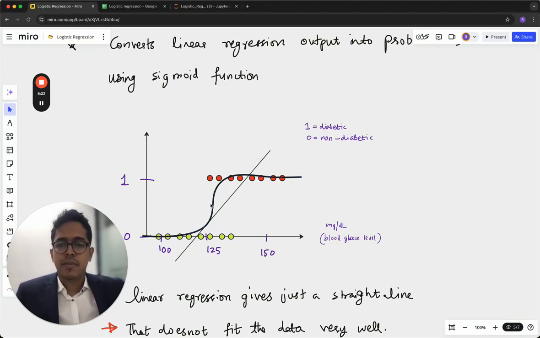So here the function is going through almost all the points at y equal to 0, and the function is fitting the non-diabetic patients. And here the function is again fitting the diabetic patients. And then you can say that if the y-axis value of this function is greater than 0.5, all those people belong to the diabetic category. And if it is less than 0.5, all those people belong to the non-diabetic category. So let's see how to implement this.